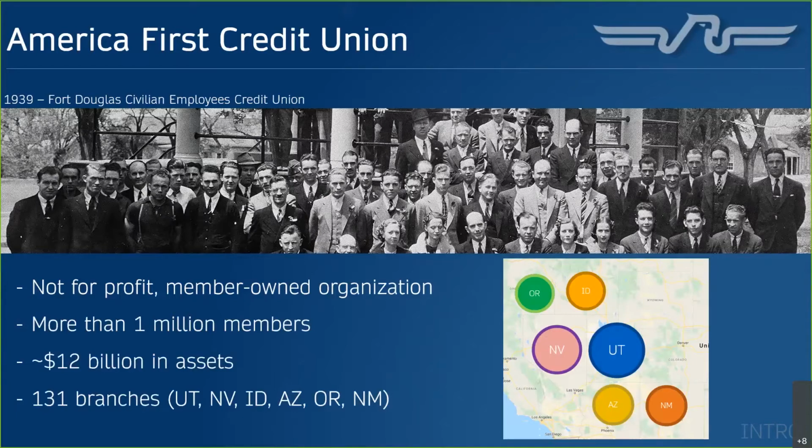So we changed the way that we establish our charter, which defines our field of membership, a few years ago, and that's allowed us to expand into these markets. When I started at the credit union, we were just in Utah and Nevada, and we're still primarily a Utah-based organization, but we have operations in all of these markets now. So we are definitely an expanding credit union.